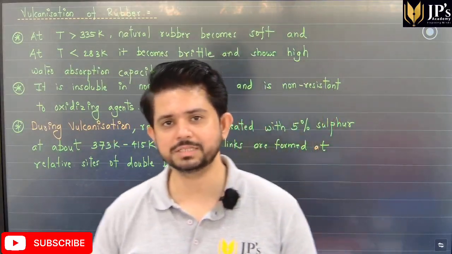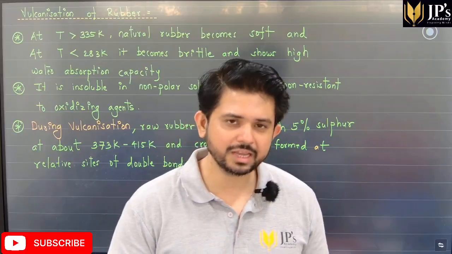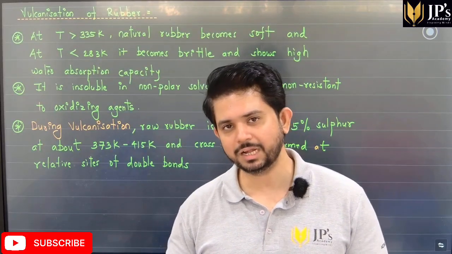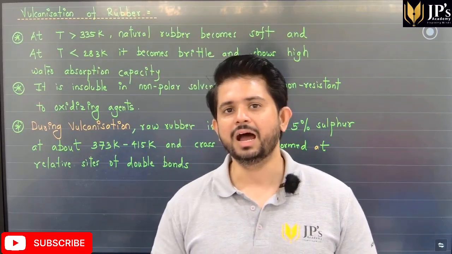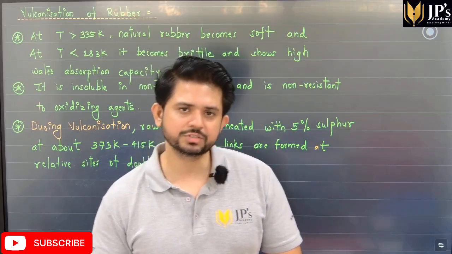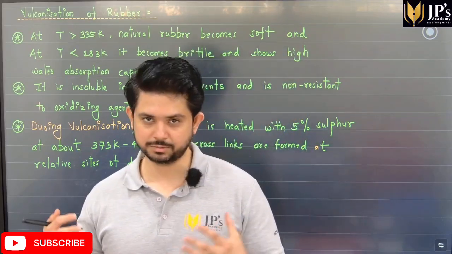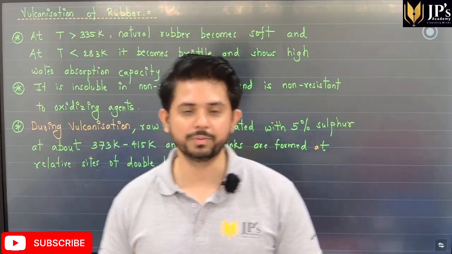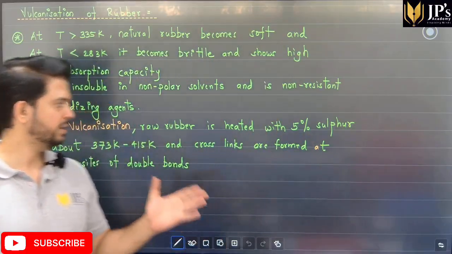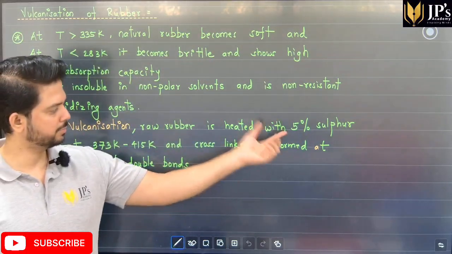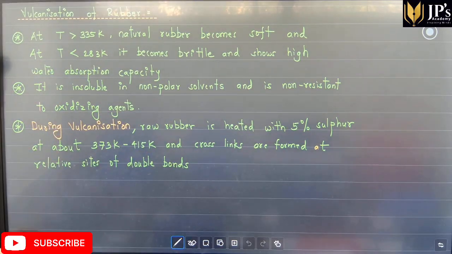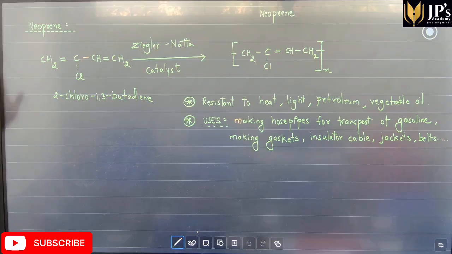It also depends upon what the application of that particular rubber polymer is, and hence the amount of sulfur may vary, let's say, if you want to make a specific tire for a particular automobile, so on and so forth. But you can remember this: for this particular process, 5% sulfur at about 373 to 415 Kelvin, and cross linking takes place. Next, students, we have neoprene.